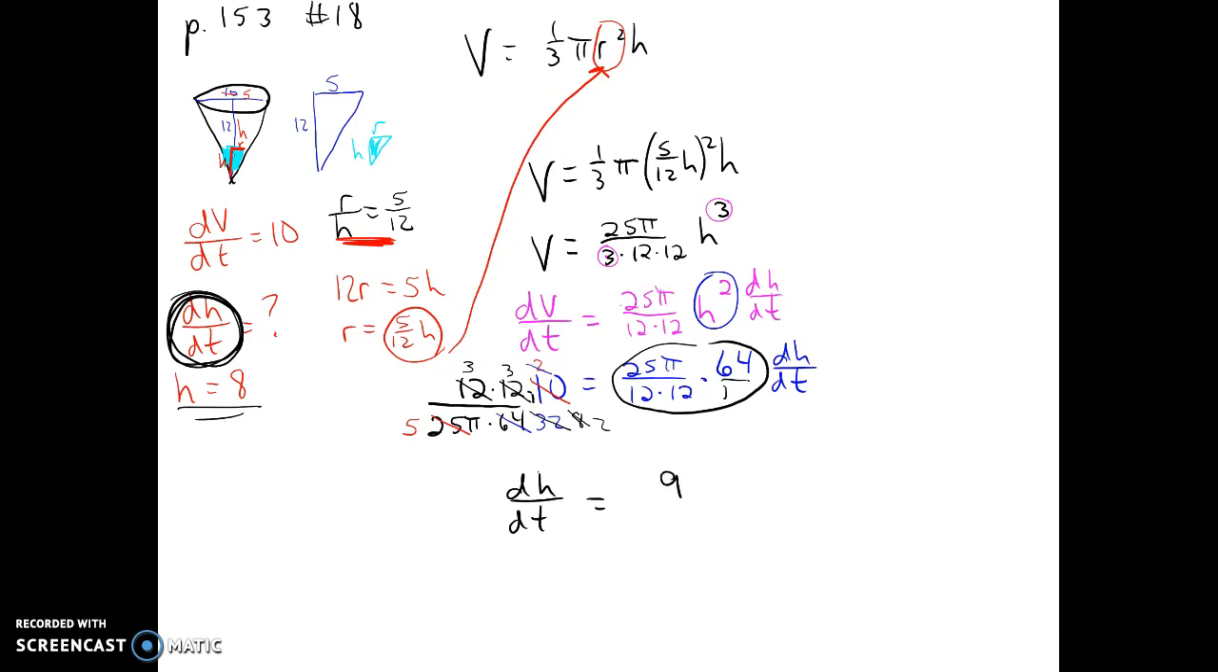So it looks like 9 over 10 pi. The units for height is feet. The units for time is minutes.